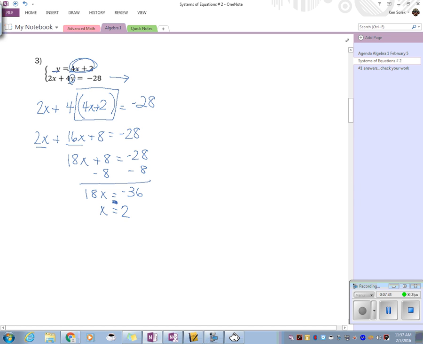So if x is negative 2, take a moment and find y. Which one would be easier to find y? The first equation or the second one? The first one, because it already says y equals. So put x into the first equation, put negative 2 into the first equation, and find y.